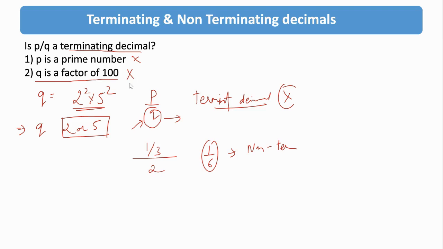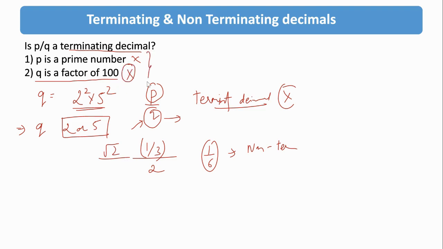And this is the trap one here. Most of the students mark B, they say Q is having only 2 or 5 as a prime factor, no other prime factor, so this will be sufficient to say this will be a terminating decimal. That is wrong because we do not know anything about P. P can itself be a fraction, or maybe itself be a root 2 or any other non-terminating decimal. That's why statement 2 alone is not sufficient to answer.